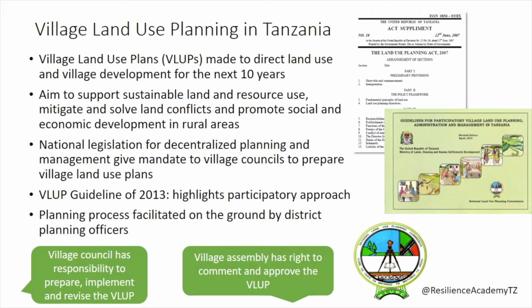Then the village assembly, meaning all the village inhabitants over the age of 18, has the right to comment and approve the village land use plan in the end.